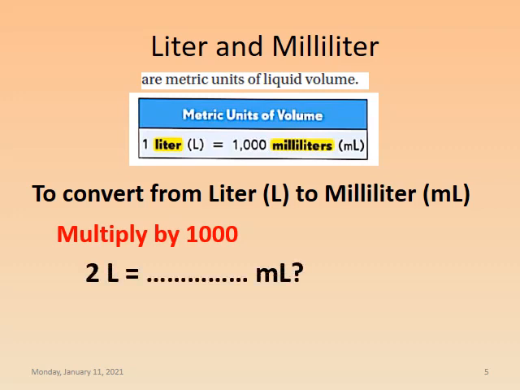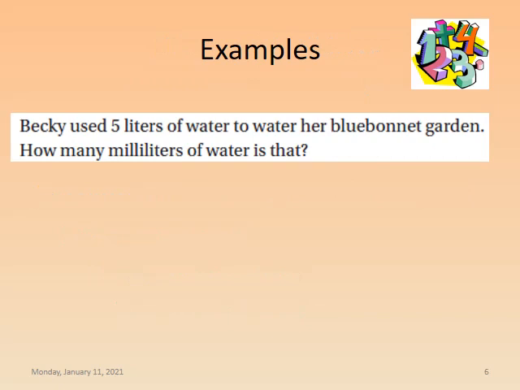So the first example that we have here, 2 liters are equal to how many milliliters? We have to recall the rule. 1 liter equals 1000 milliliters. So 2 liters are equal to 2 times 1000 equals 2000 milliliters.